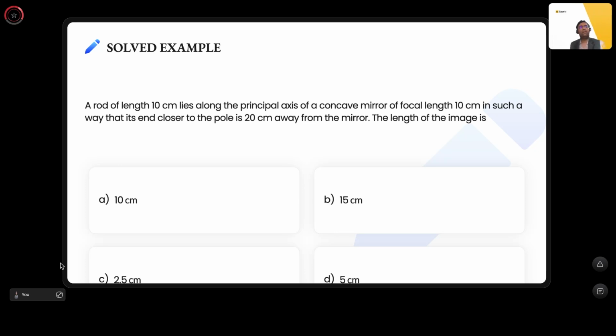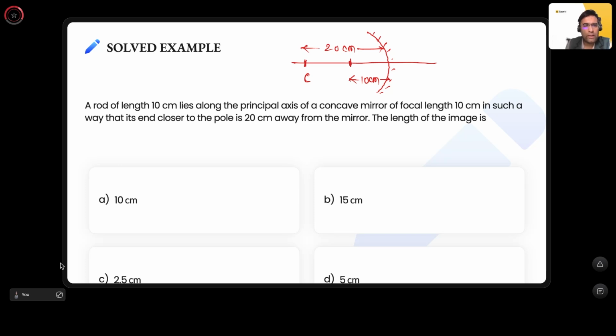A rod of length 10 centimeter lies along the principal axis of a concave mirror of focal length 10 centimeter in such a way that its end closer to the pole is 20 centimeter from the mirror. The length of the image is? All right. So, for this question, if you want to do it correctly, first we have to draw the diagram. So, this is my mirror. Now, the focal length is 10 centimeter. The center of curvature is 20 centimeter.